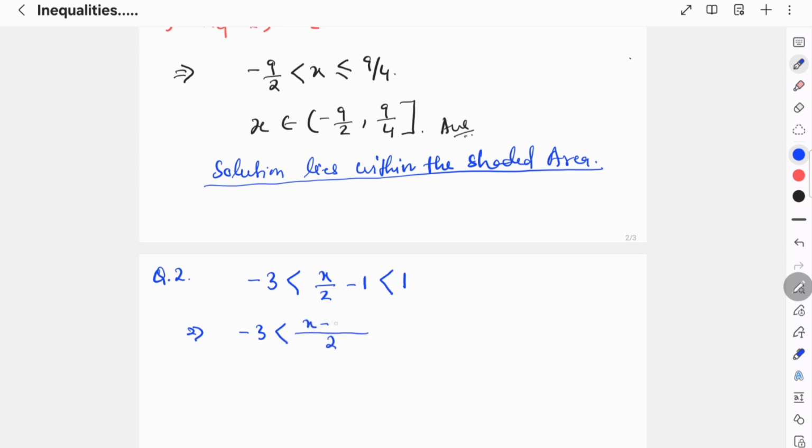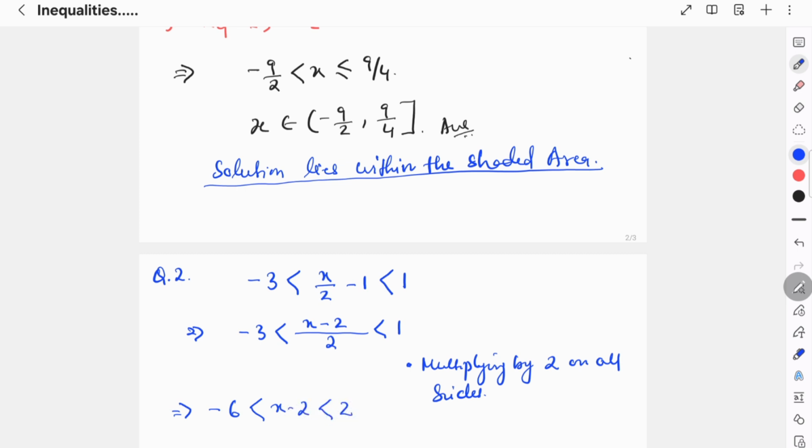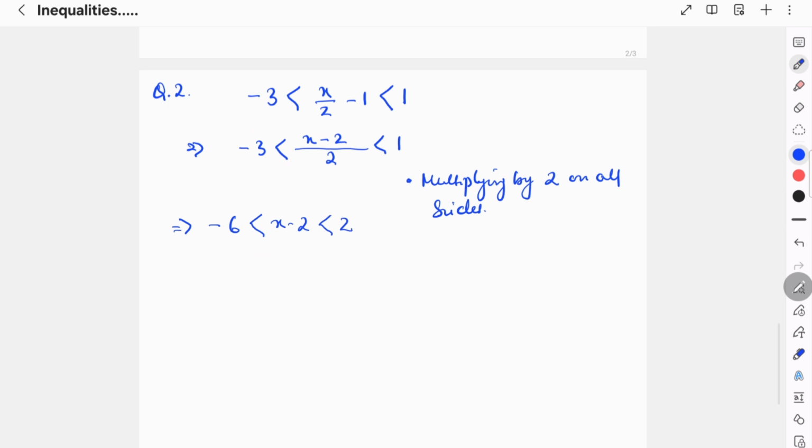So first we take the LCM of x by 2 and minus 1. So LCM is 2 and we get x minus 2 as the numerator. Now we need to get rid of this 2, so we will multiply 2 on all the sides. So we get minus 6 on the left hand side, and we get x minus 2 in the middle part and 2 in the right hand side.